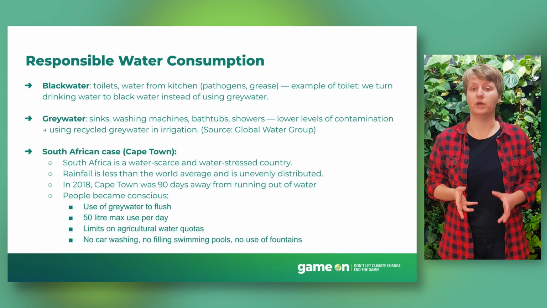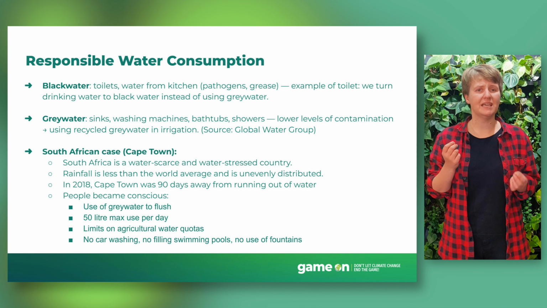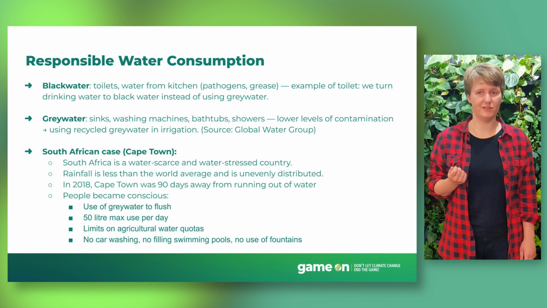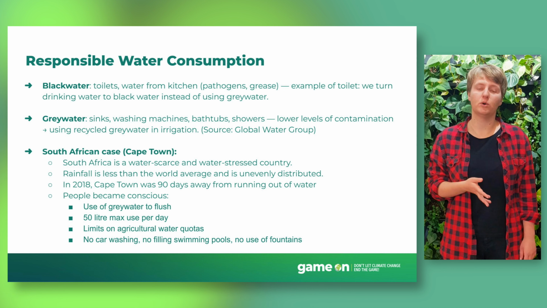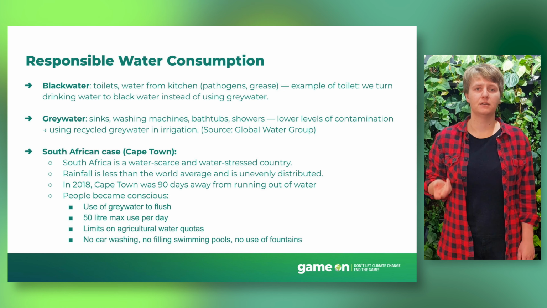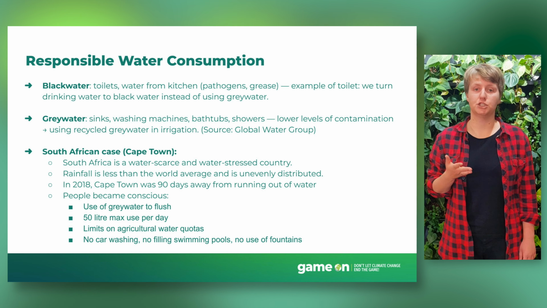An example of what we are doing wrong here: we use drinking water to flush toilets. Do we actually need to use drinking water for this? We could use grey water instead to flush them. So, what is grey water? The wastewater that comes from sinks, washing machines, bathtubs and showers.